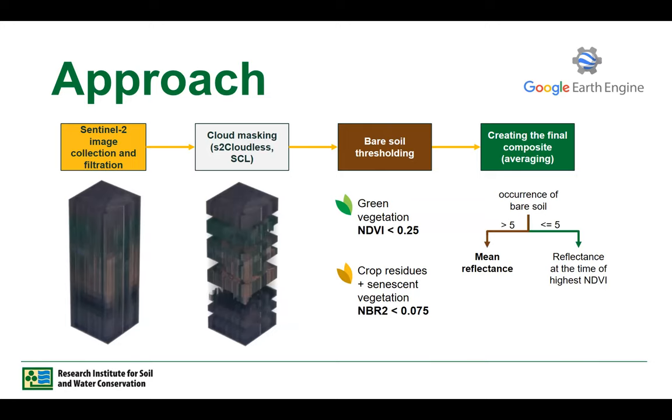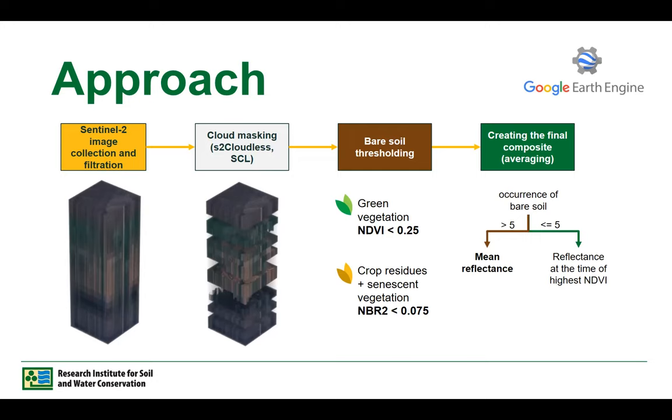Specifically, green vegetation we identify by threshold of the normalized difference vegetation index, and for crop residues and sensitive vegetation, we use the NBR2 index, normalized burn ratio index. For final creation of composites, we distinguish bare soil and permanent crops.